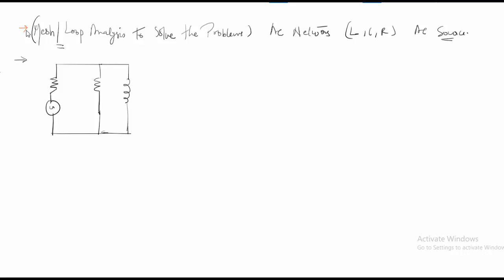So if you take a simple circuit and if you have 10 ohm and 10 ohm and j10, which is the inductive reactance, and the supply is 100 with the phase angle of 0. So this is my circuit and my task is to find I1 and I2. So I take two loops, which is I1 and I2 current.